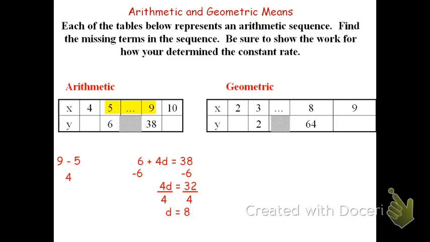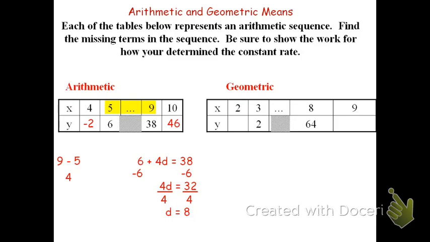To find the 10th term, I would take 38 and add 8. To find the 4th term, I would have to subtract it because I'm going the other way. 6 minus 8 is negative 2. 38 plus 8 tells me that the 10th term is going to be 46.